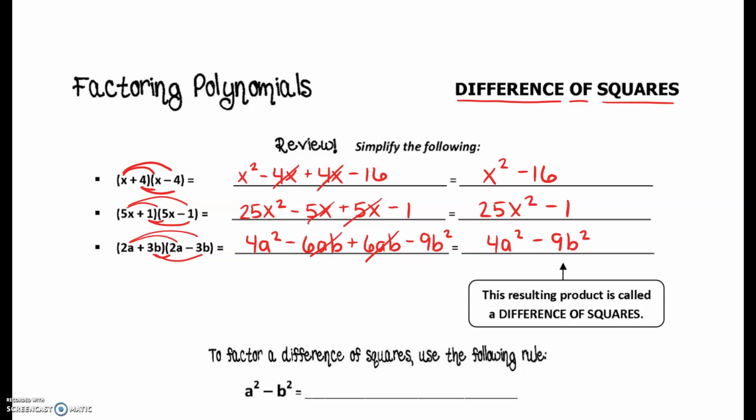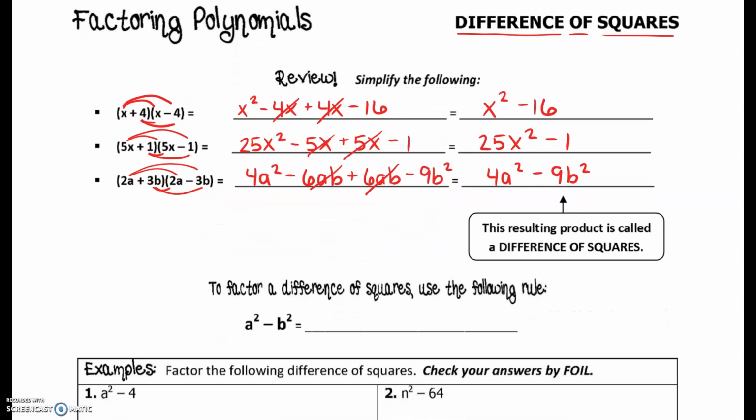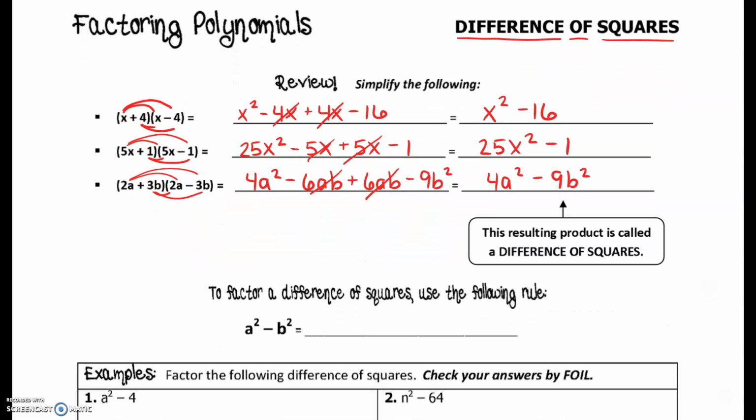Now, if you see this little arrow, you'll notice it says this resulting product is called a difference of squares. So a couple key things here that I want to point out. Number one, notice they are a difference. So you must have a minus sign. It must be a subtraction problem. Okay? So that's one thing that must be in the middle for us to use the difference of squares factoring method.